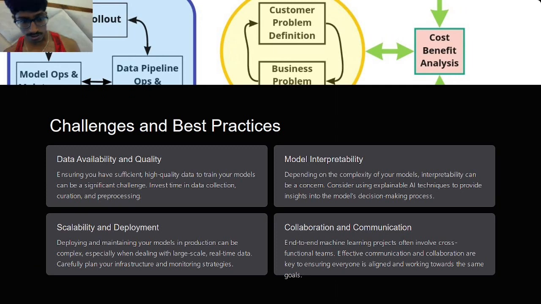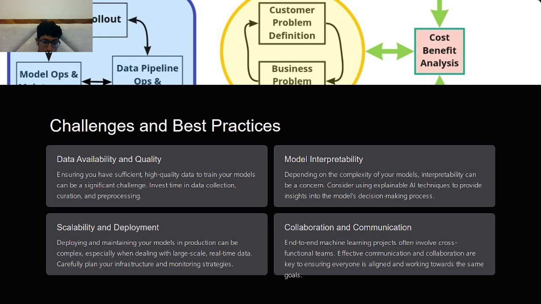Now let's talk about the challenges and the best practices. Data availability and quality: ensuring you have sufficient high quality data to train your models can be a significant challenge. So you better invest in data collection, curation, and pre-processing. Model interpretability: depending on the complexity of your models, interpretability can be a concern. Consider using explainable AI techniques to provide insights into the model's decision-making process.